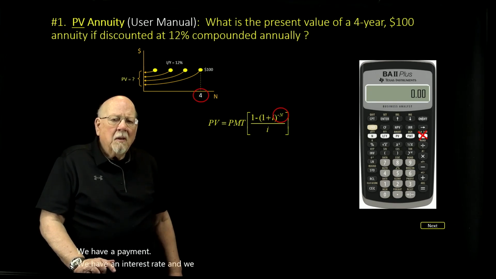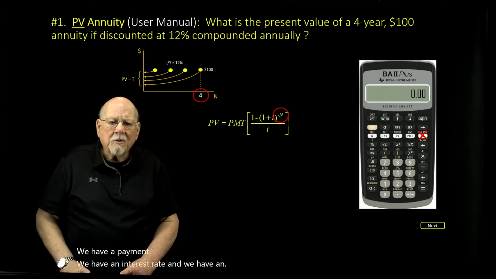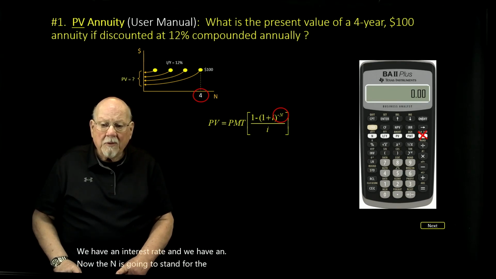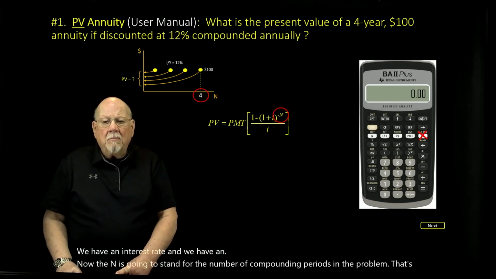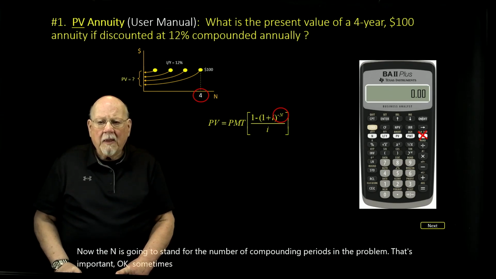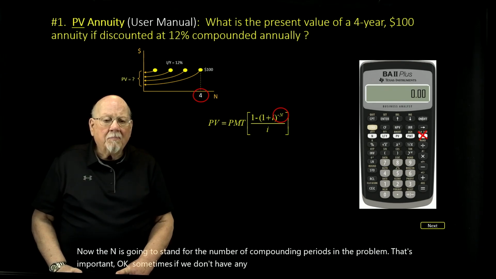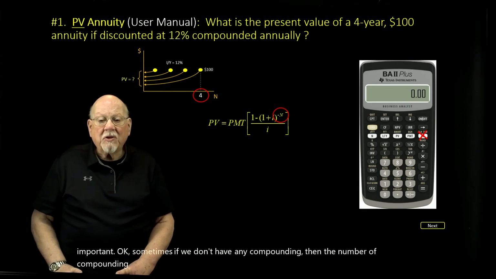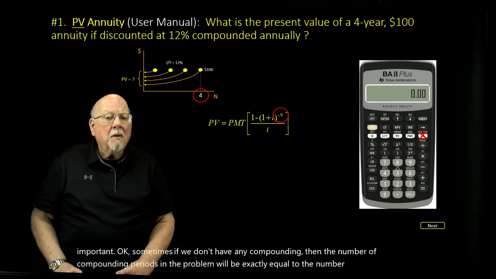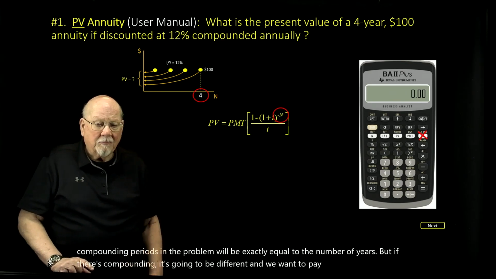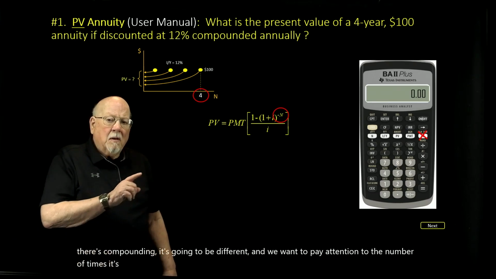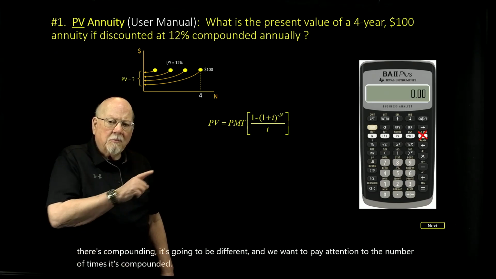So for example, we have a present value, we have a payment, we have an interest rate, and we have an N. Now, the N is going to stand for the number of compounding periods in the problem. That's important, okay? If we don't have any compounding, then the number of compounding periods will be exactly equal to the number of years. But if there's compounding, it's going to be different, and we want to pay attention to the number of times it's compounded.